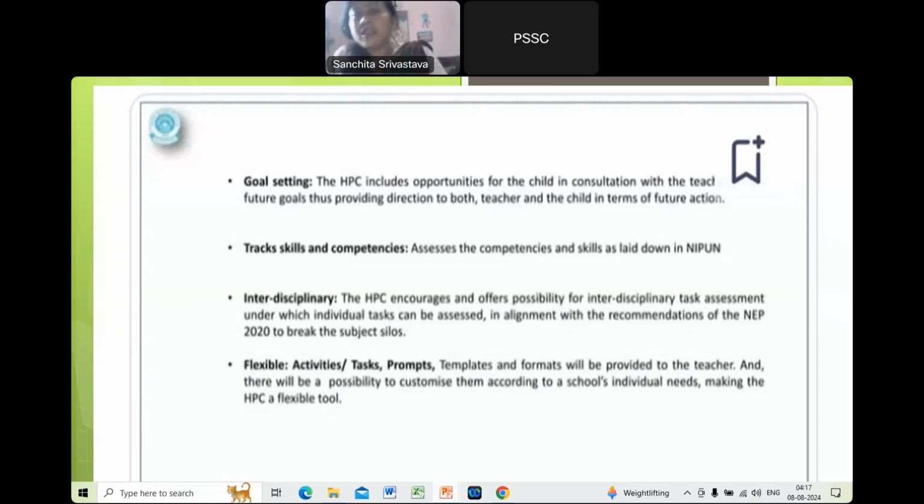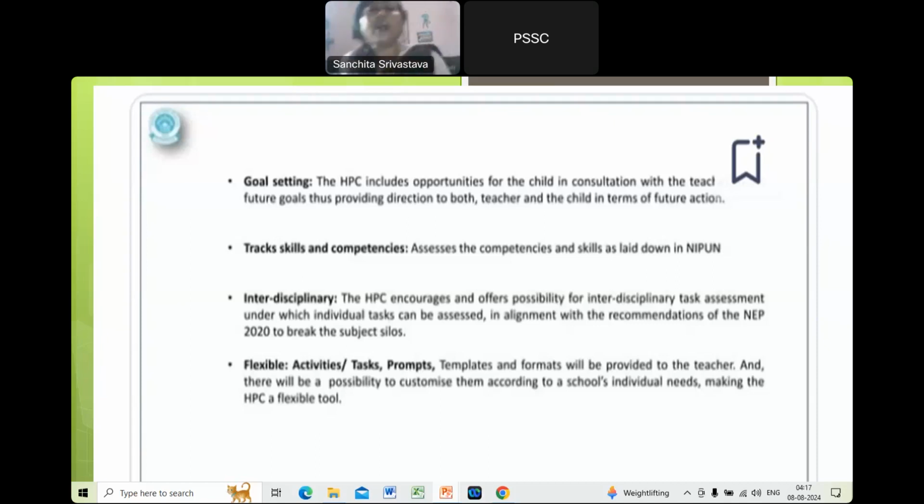Yes. So that is what is laid down in NIPUN, where the joyful learning experience is there, and the child has to be assessed, and the teaching, the pedagogy, should be in such a way that they understand what they are reading, they understand what they are doing, right?